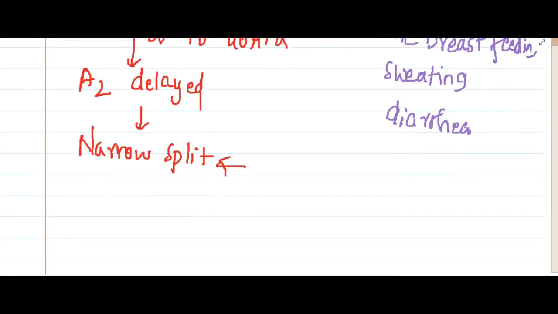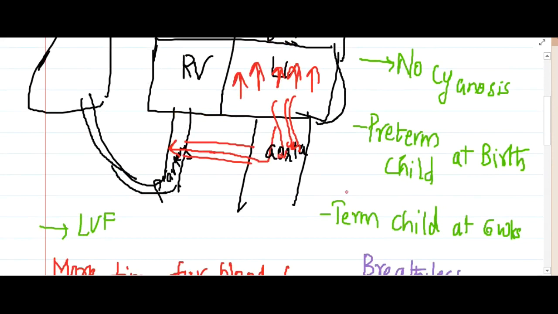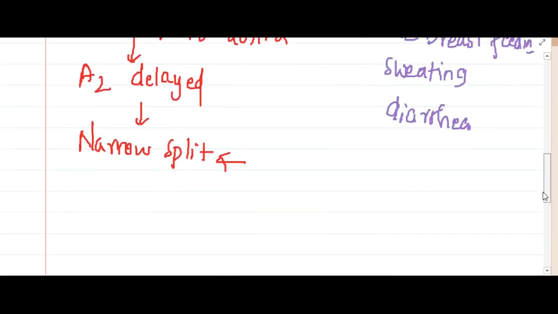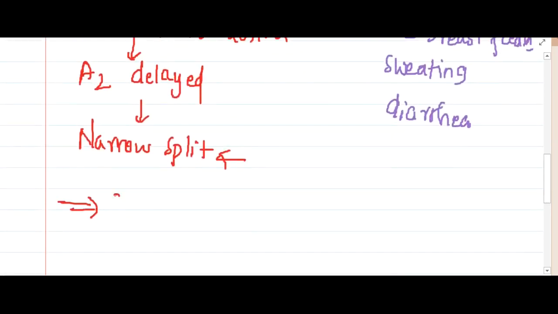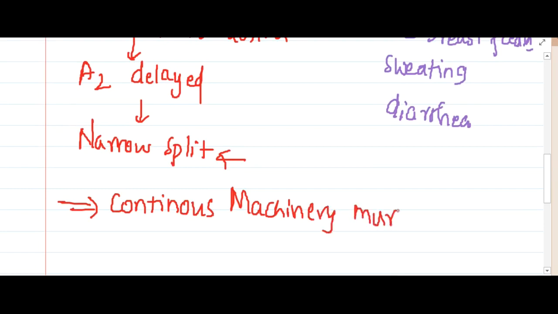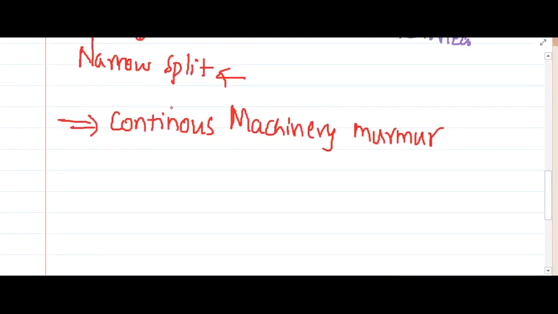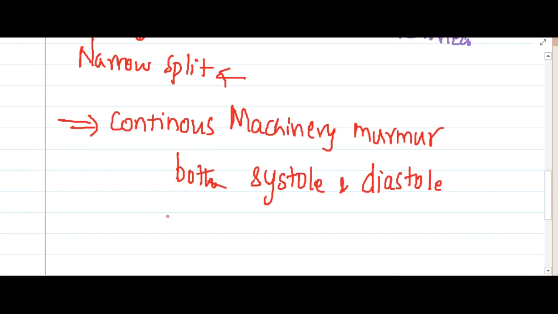So if you see, because there is blood flowing from the aorta to the pulmonary artery both in systole and diastole, this will result in a continuous machinery murmur which is heard both in systole and diastole. And where does this murmur peak? This murmur will peak at S2.